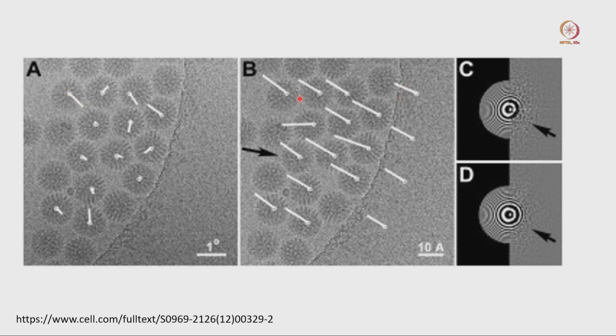This is another image that we collected. You can see the movement of the virus particles is random. Some movement is in this direction, some in that direction. There is no uniform motion of these virus particles. That is one of the reasons that whenever we are doing data processing, we have to do motion correction to get high resolution features.